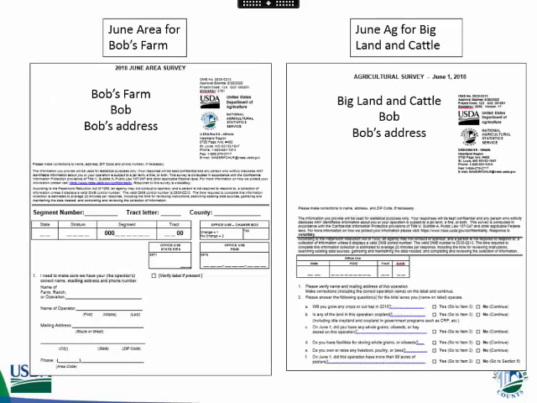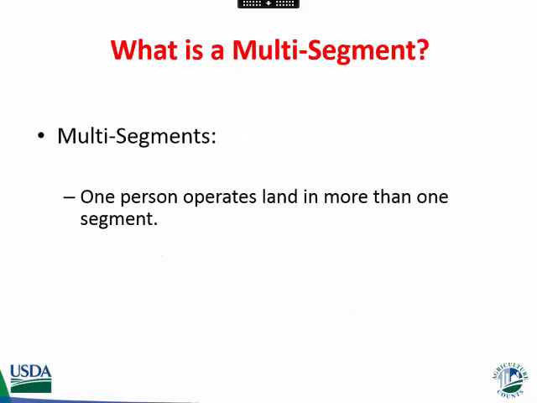All right, and in this case, they're going to look a little different. The June area survey is going to have Bob's farm, Bob's name, Bob's address, but the June ag for big land and cattle is going to say big land and cattle, and then talking to Bob.